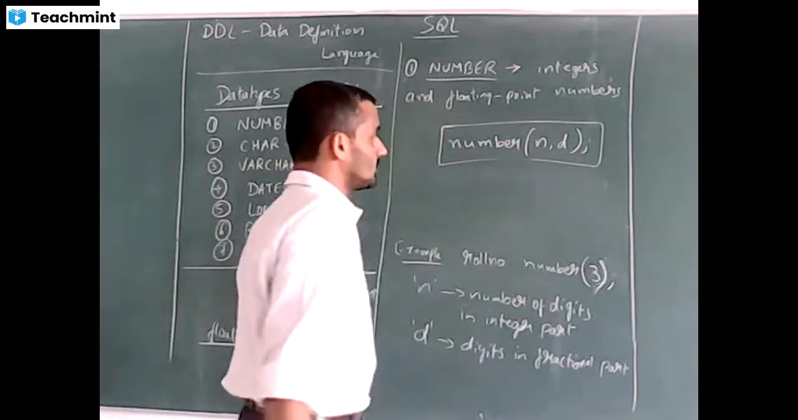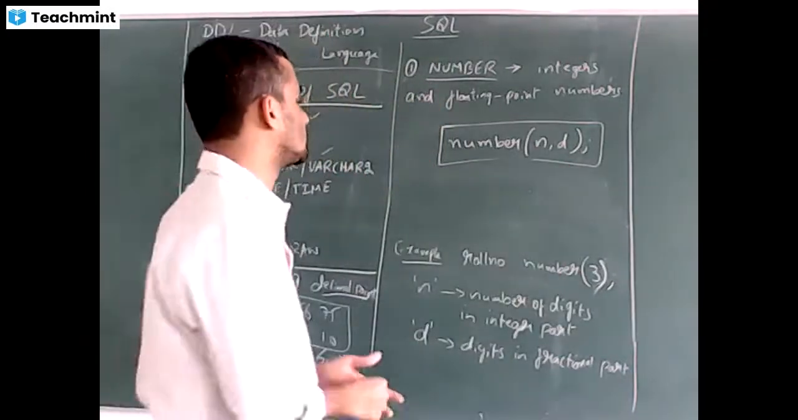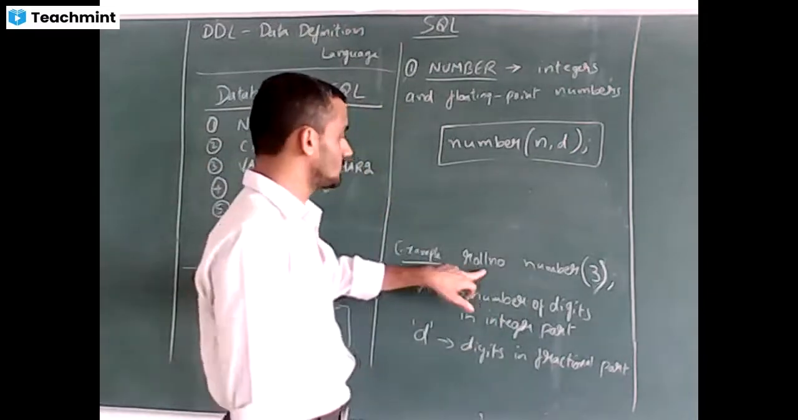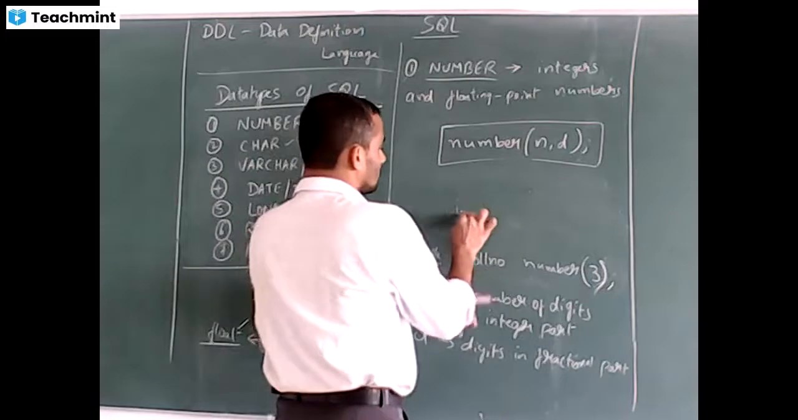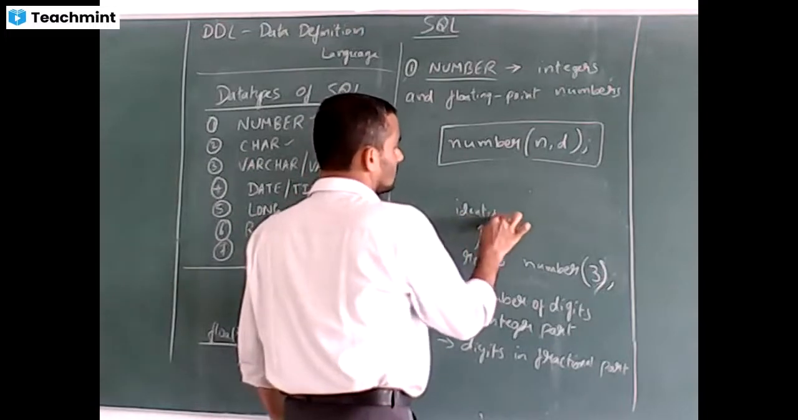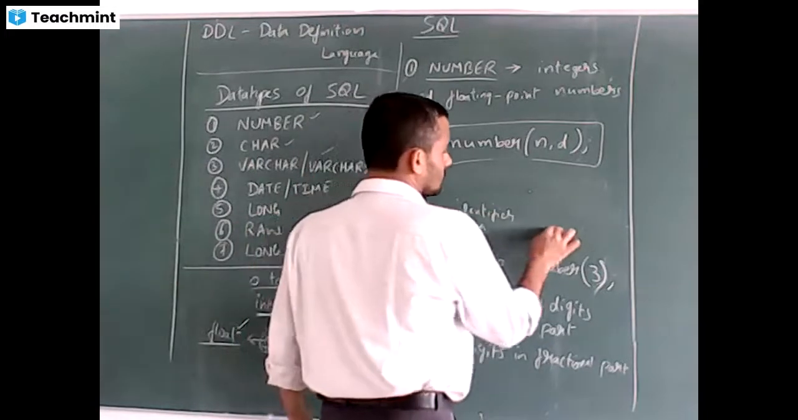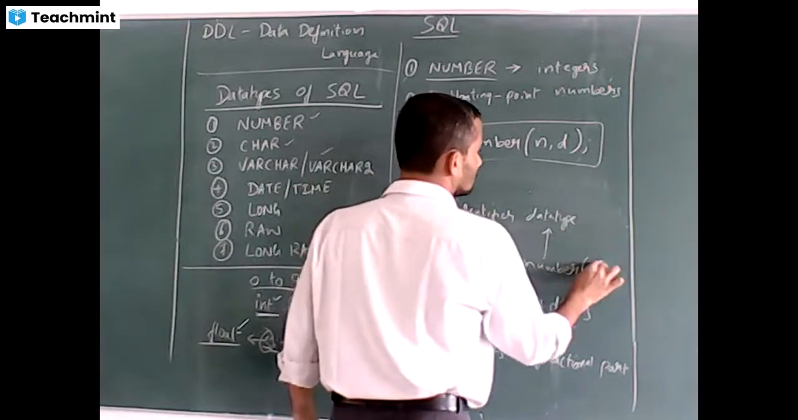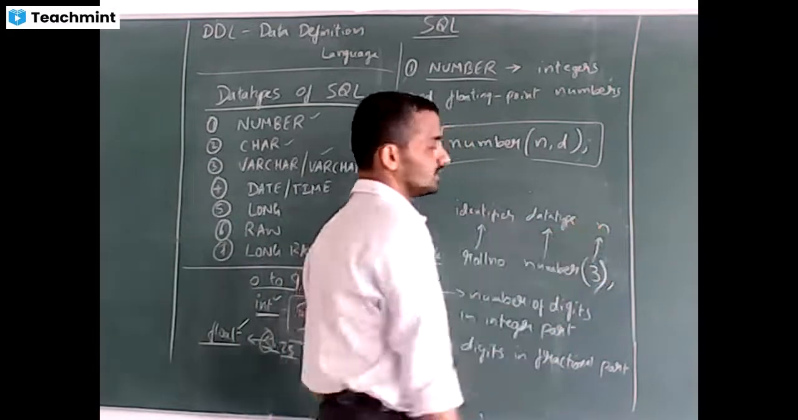So number of n, that is the syntax. The first n indicates the number of digits in the integer part, and the second n indicates the number of digits in the fractional part. Roll number is the column. The column is nothing but an identifier, you can consider it like that. Using identifiers, you can write. Number is the data type here. Okay, number is the data type. So this is the n, the number of digits in the integer part.